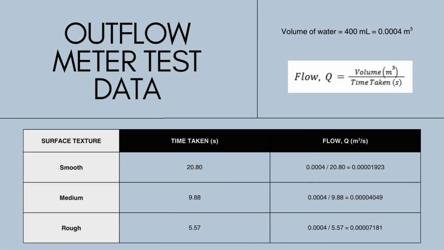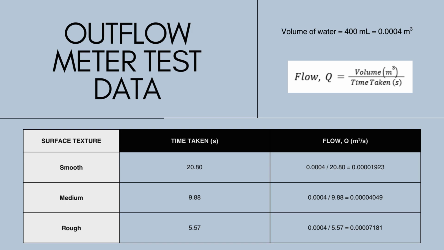Now let's look at the data we collected from the outflow meter test. For this experiment, the volume of water that we used was 400 milliliters, which is equal to 0.0004 cubic meters. To calculate the flow rate, we use the formula flow rate equals volume divided by the time taken. Based on the times recorded earlier, we get the following flow rates. For the smooth surface, the time was 20.8 seconds, giving a flow rate of about 0.00001923 cubic meters per second.